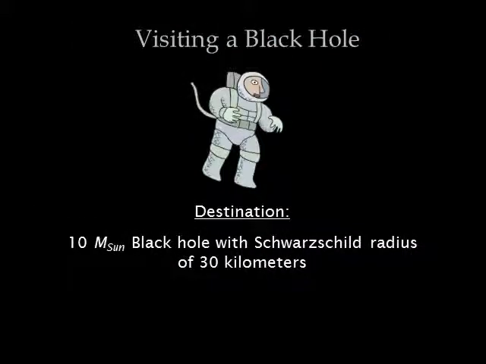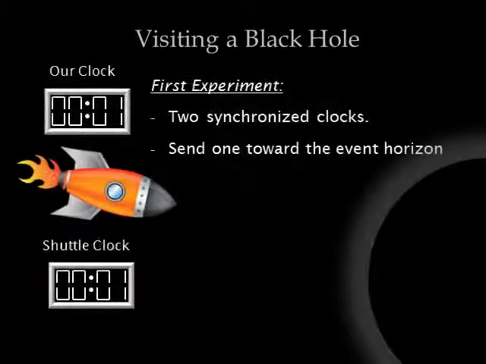It's interesting to think about what would happen if we were to visit a black hole. So let's take an imaginary journey to a 10 solar mass black hole with a Schwarzschild radius of 30 kilometers. We can then do some experiments to test general relativity. Einstein's theory of general relativity says that time should run more slowly as the force of gravity grows stronger. It also predicts that light coming out of a strong gravitational field will be redshifted.